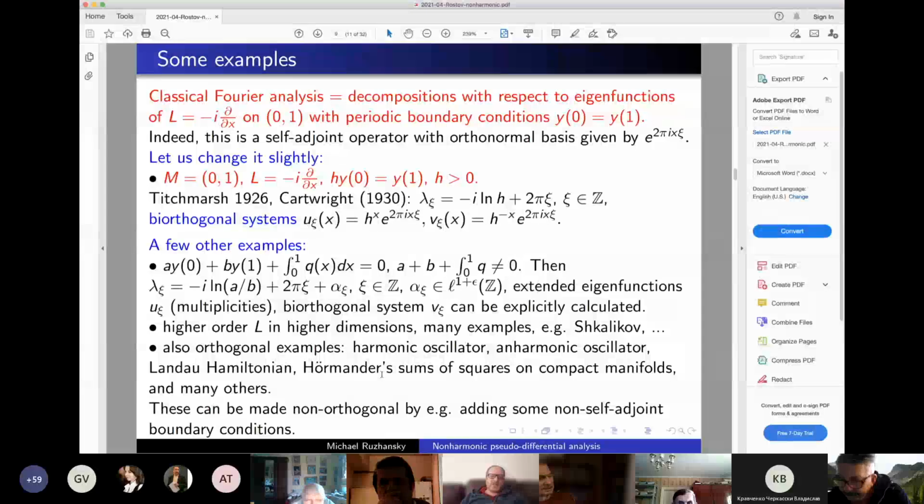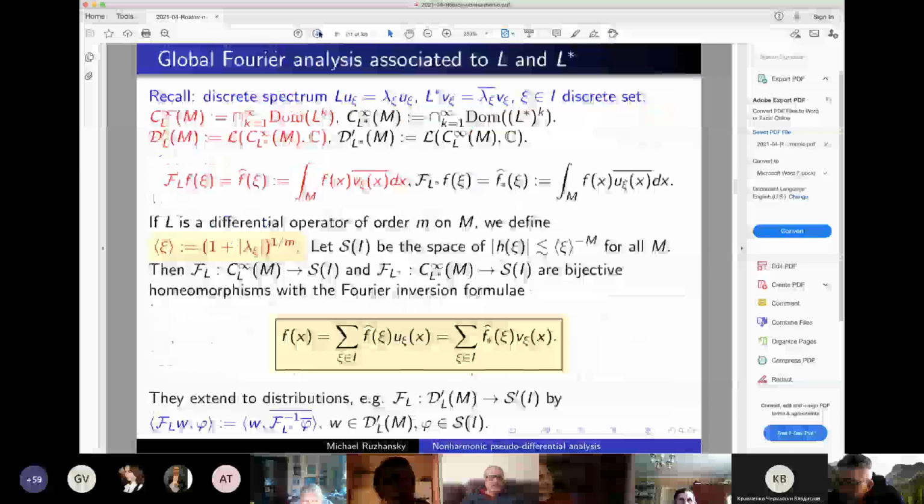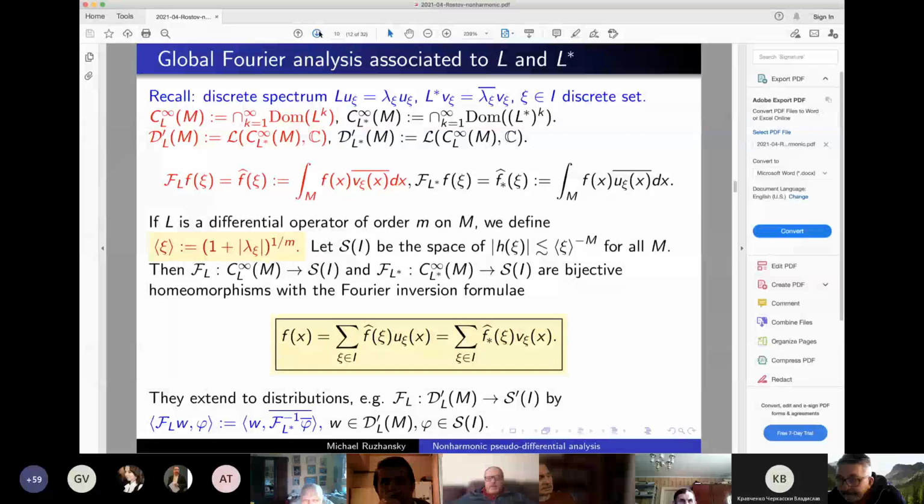Sometimes we know these eigenfunctions explicitly, sometimes we don't. So these are different examples. So let me see how we develop the Fourier analysis. And there are many open questions, I would say, because once we have full Fourier analysis, then many questions of classical Fourier analysis can be formulated for this Fourier analysis as well.